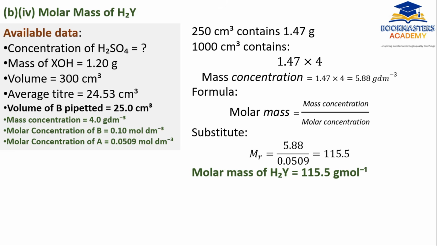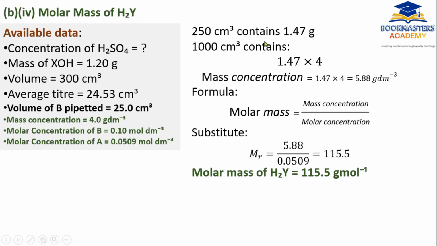So let's take it down to 1000. Since they said 250 contains this, let's take it down to 1000, because it would be easier for us to calculate. It will be easier for us to use this formula, because right now we want the molar mass, and you know, molar concentration is mass concentration over molar mass. We just made molar mass the subject, and this is it.